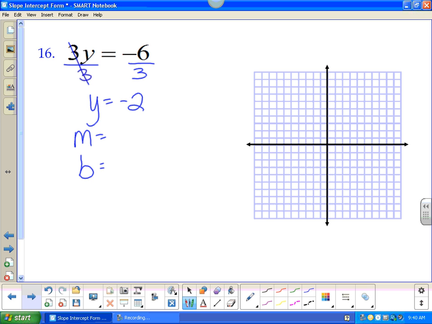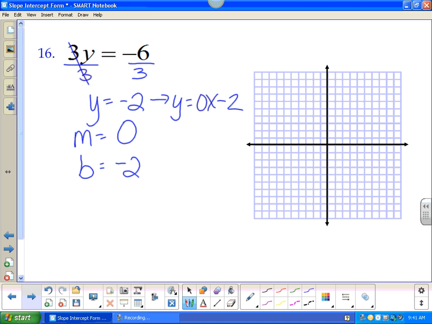Now this negative 2, is he your slope or is he your y-intercept? He can't be your slope because my slope is always with the x. I don't even have an x here. So this negative 2 is my y-intercept, which causes your slope to be 0, because you could write this as y equals 0x minus 2.